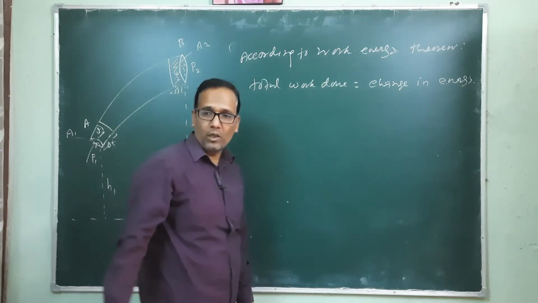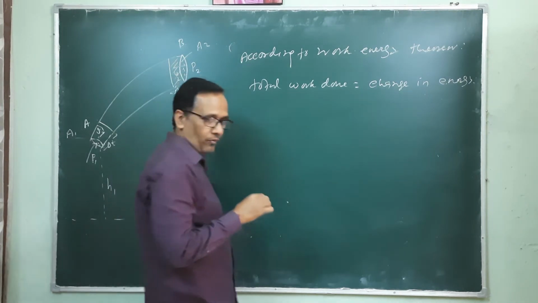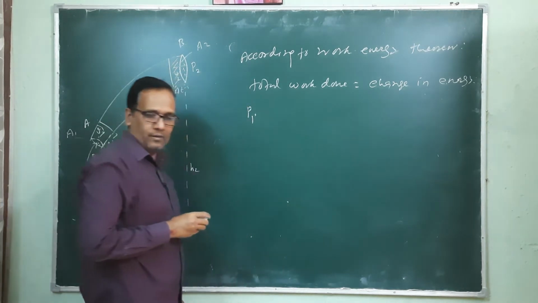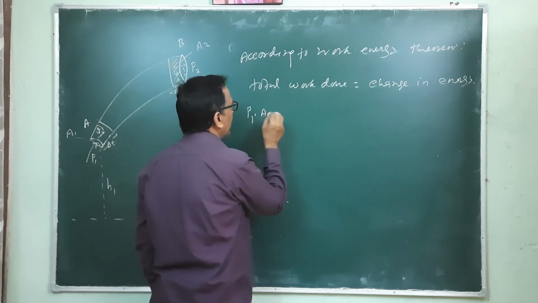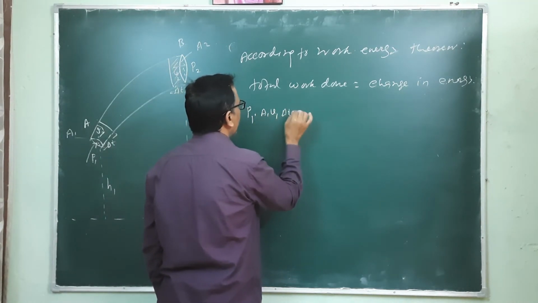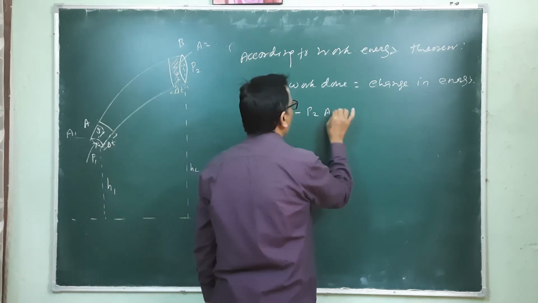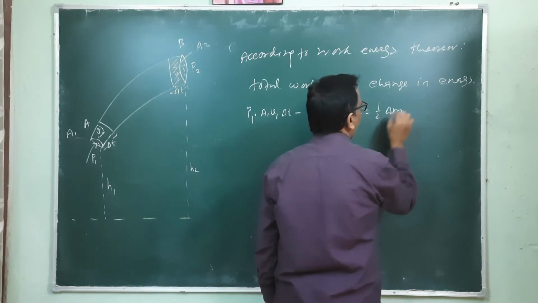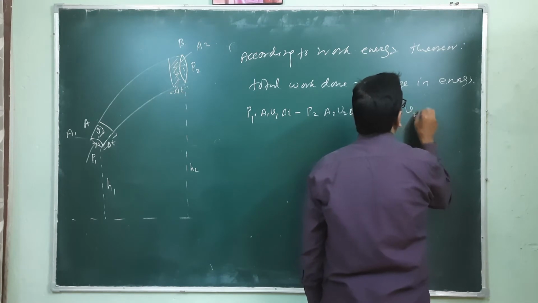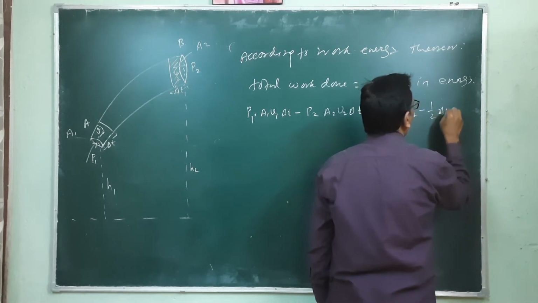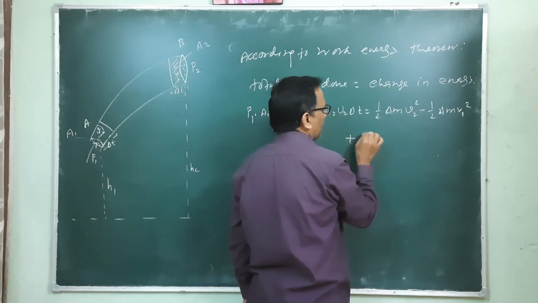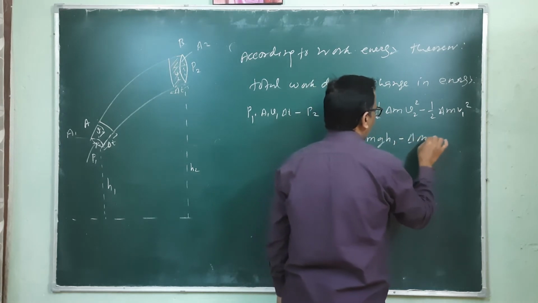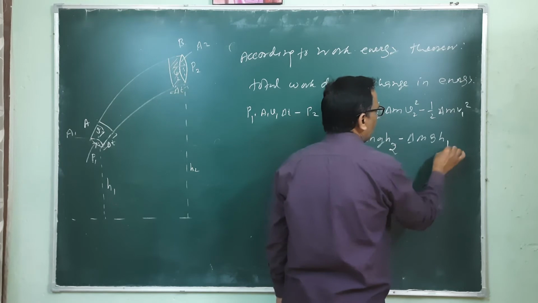So this is from equation number 1. What was the relation? Equation number 1 is P1 A1 V1 delta T minus P2 A2 V2 delta T. This is equivalent to the change in kinetic energy, which is half delta M V2 square minus half delta M V1 square, plus the change in potential energy, delta M G H2 minus delta M G H1.